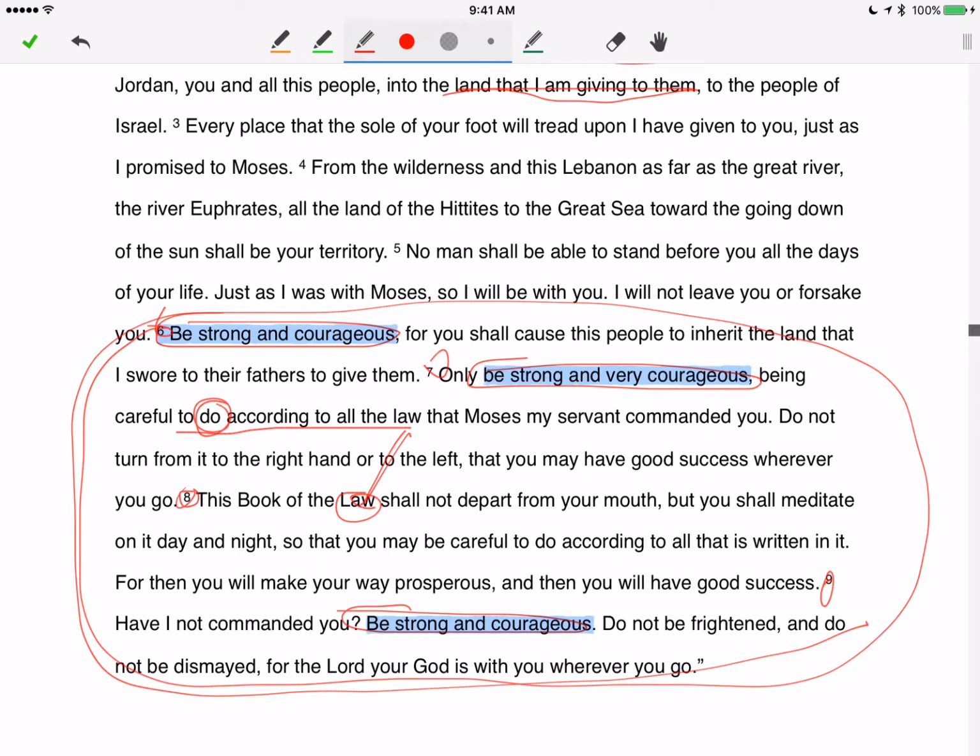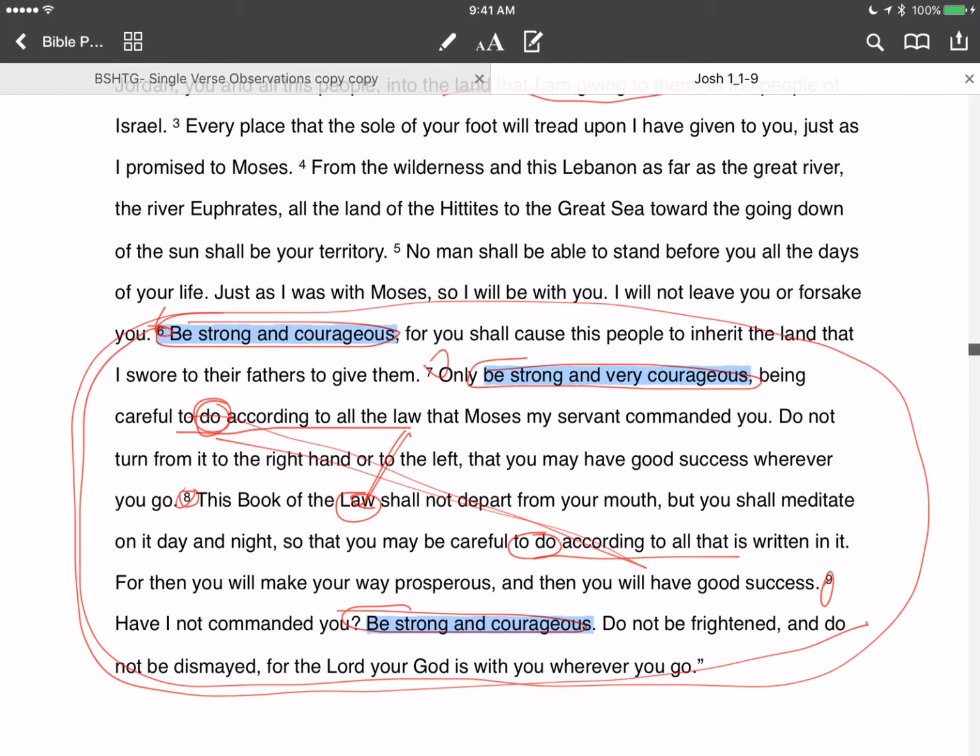We have the idea of to do according to all that is written in it. Again, so these concepts that are being repeated are just helping us understand the context. So we've made some really generic, quick observations here, but I want to move back to the actual passage so that we can make some more detailed observations there.